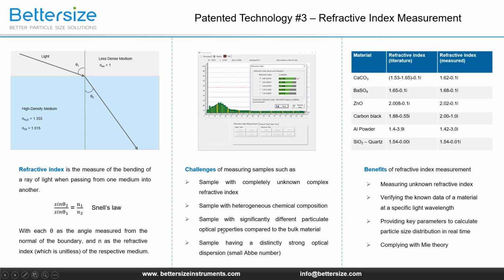To solve these problems, a tool to determine these sample parameters was developed by Bettersize. It can measure refractive index and verify the known data of a material at a specific light wavelength. Most importantly, it provides optical parameters which are essential in particle size analysis.